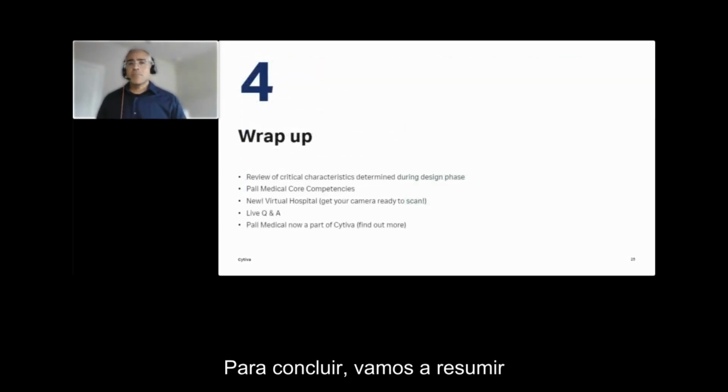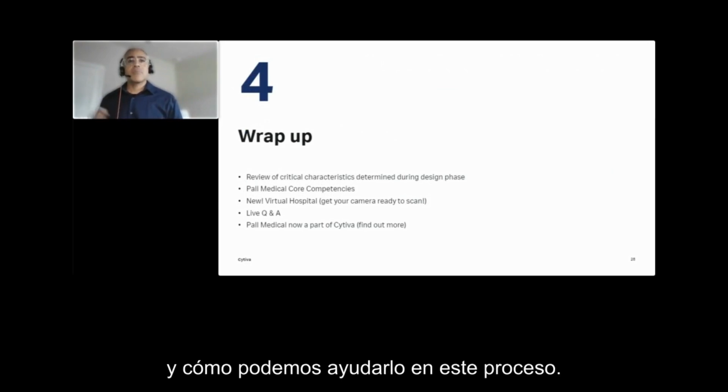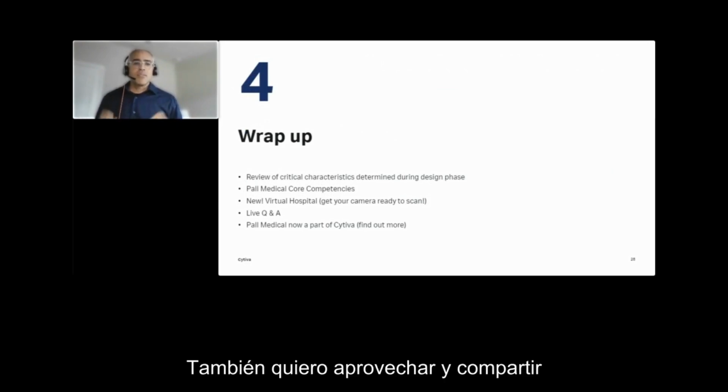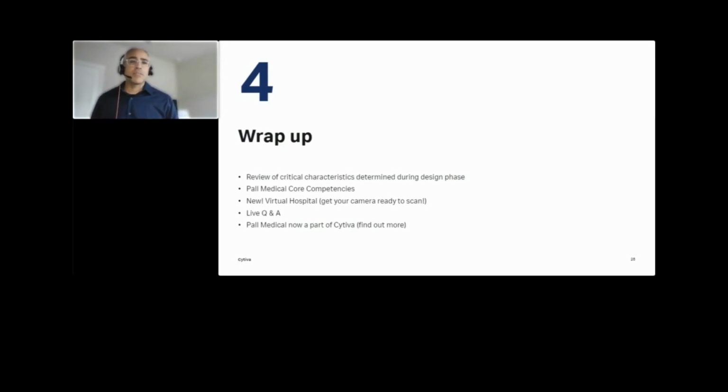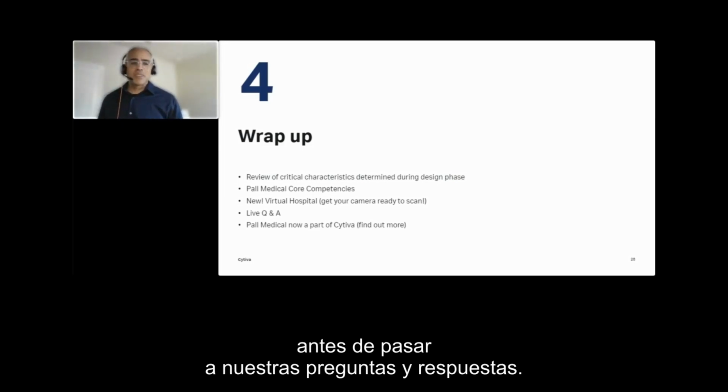So let's wrap up our discussion then by summarizing the key characteristics and how we can help you through this process. We also want to take advantage and share a link to our brand new virtual hospital, which was launched recently, before we move on to our Q&A.